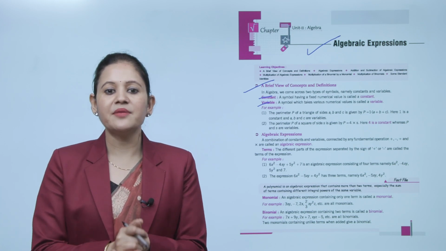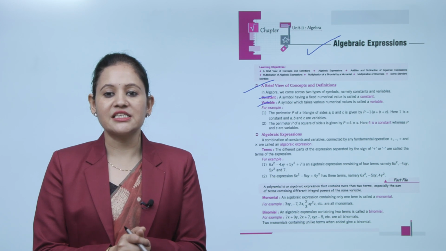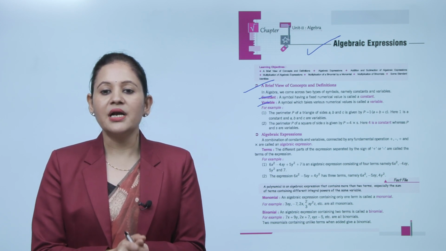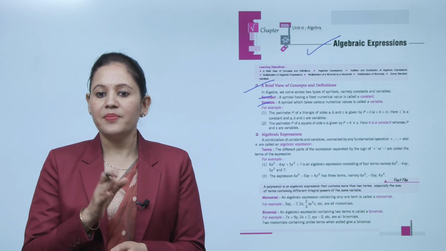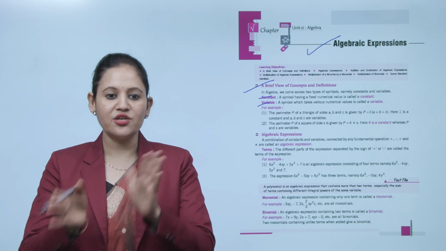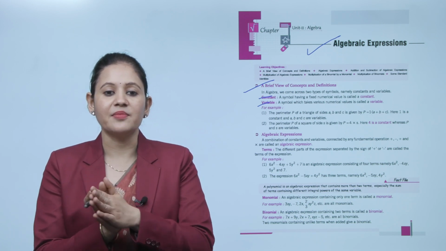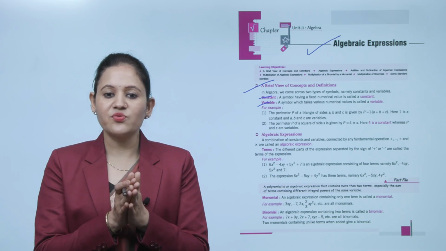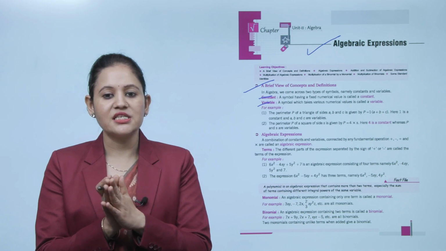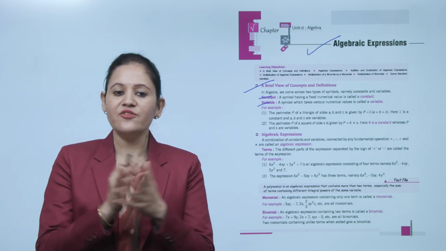For example, the perimeter p of a triangle of sides a, b and c is given by p equals 1 multiplied by a plus b plus c. Here 1 is the constant because its value will not change, it is fixed. a, b and c are variables. The perimeter p of a square of side s is given by p equals 4 into s. Here 4 is a constant, whereas p and s are variables.